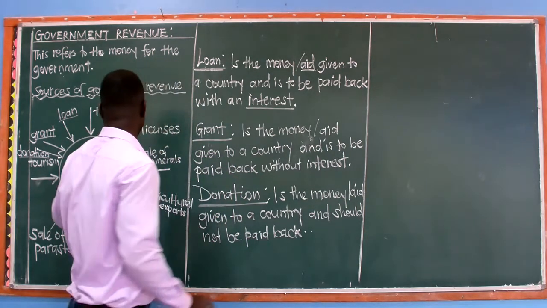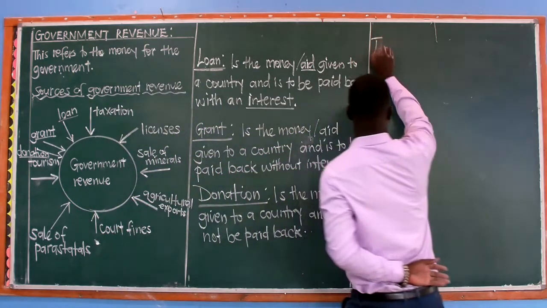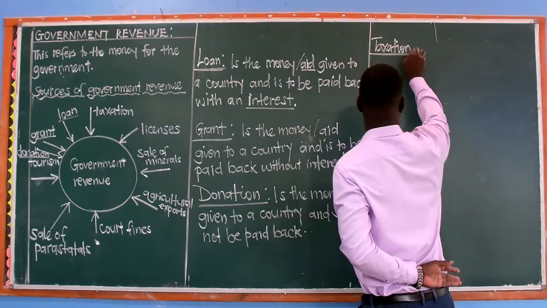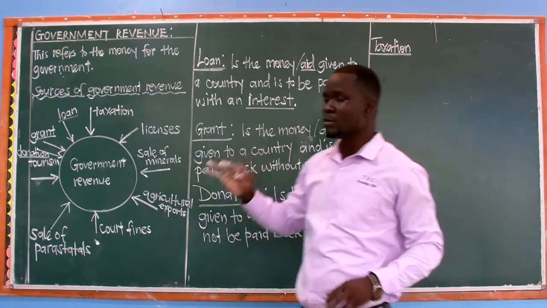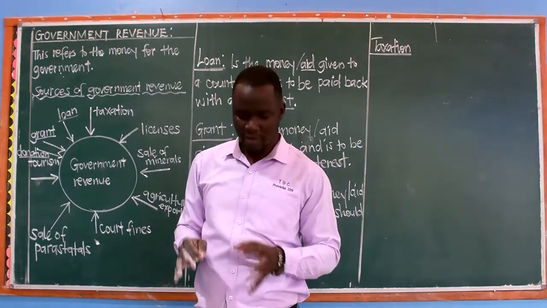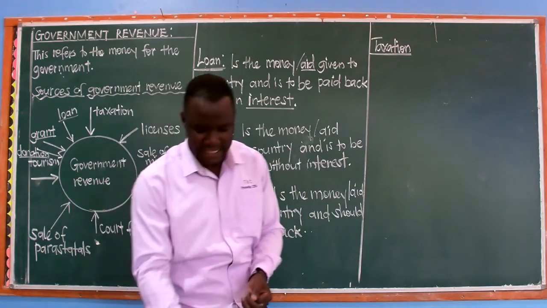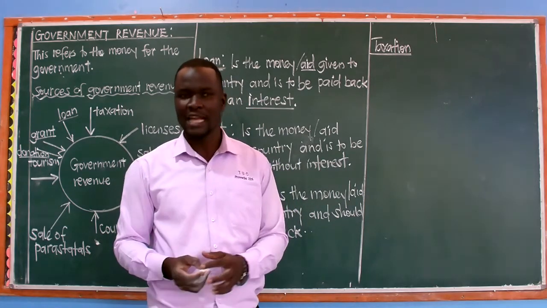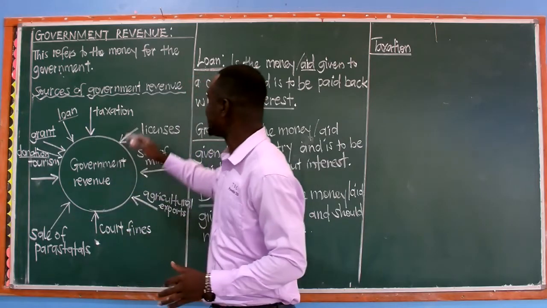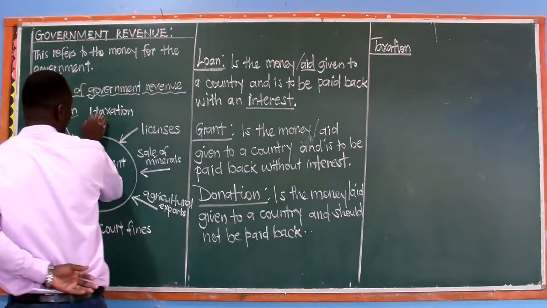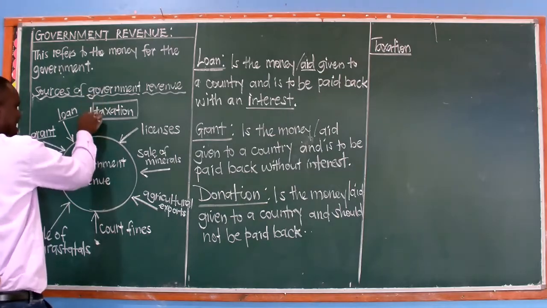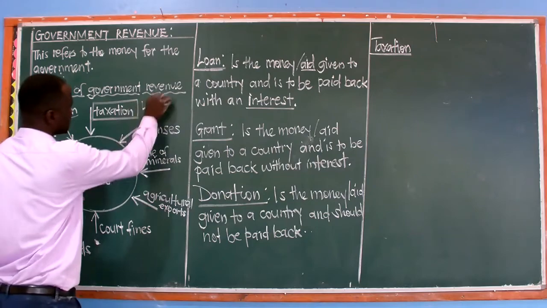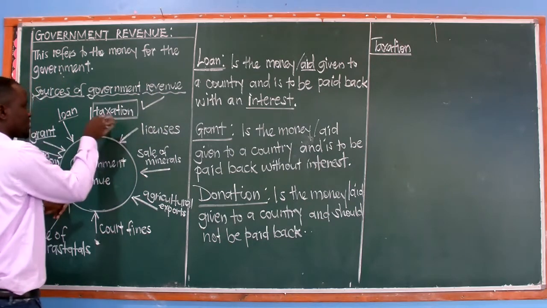Now, let's come back to look at taxation. Taxation is a system of charging money from the citizens or from people. That is a system of collecting the money in form of a tax. And we shall be able to note that it is the major source of Uganda's revenue. That is what we need to note. Taxation is the major source.